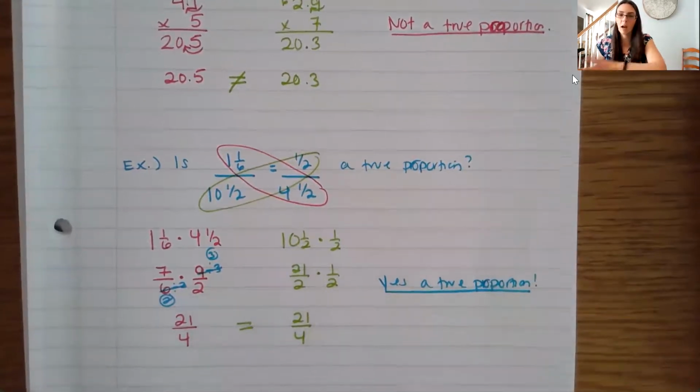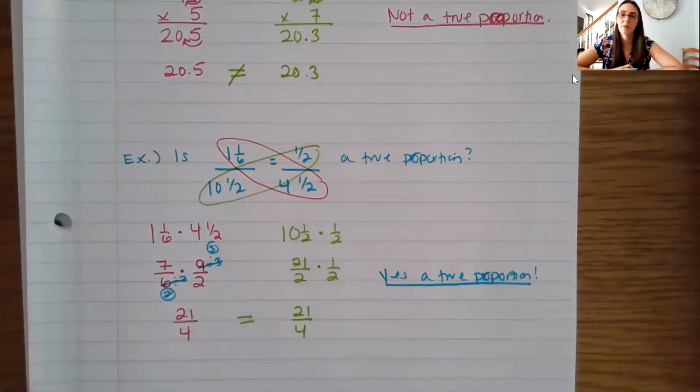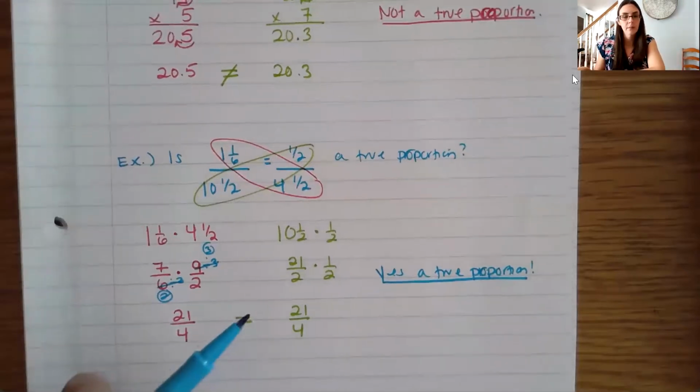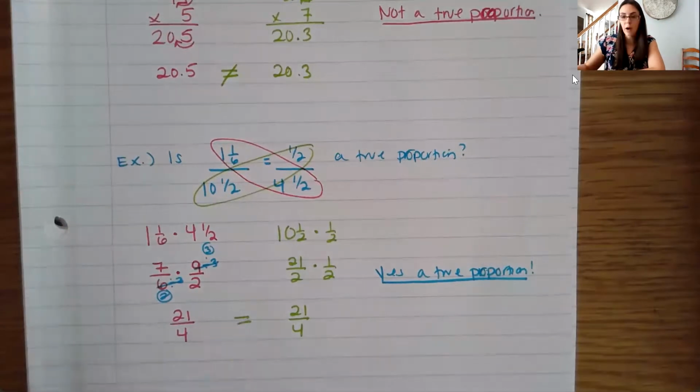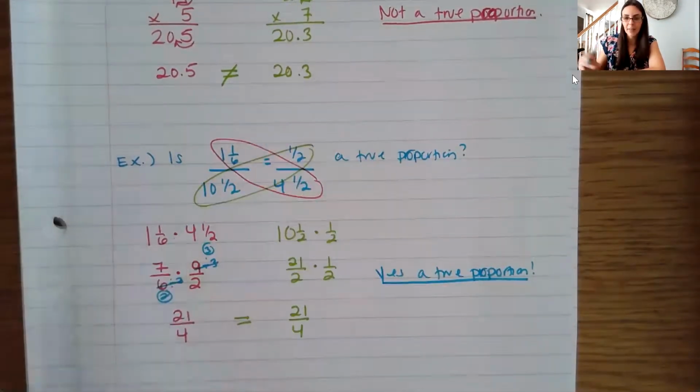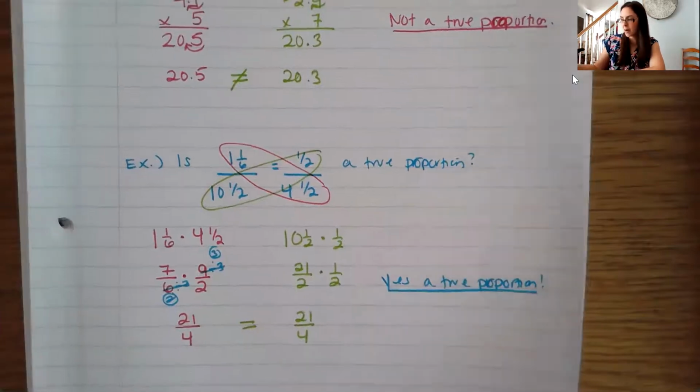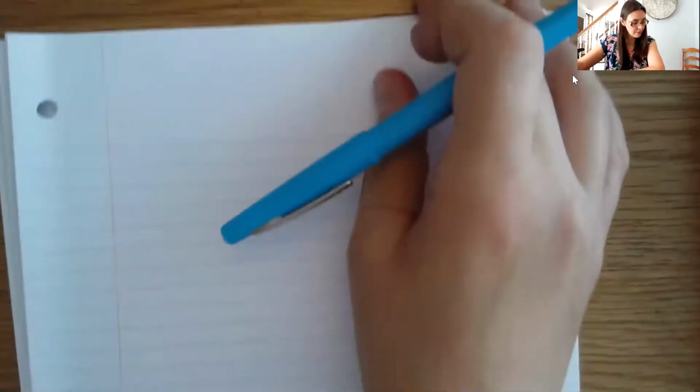All right, so sometimes we can't always just see by looking at them. For simpler ones, you may be able to, but for more complicated ones, definitely using that cross product check is the way you want to go. Now we're going to use this cross product idea, this cross multiplying idea in the next part of this video, which is on how to solve proportions.